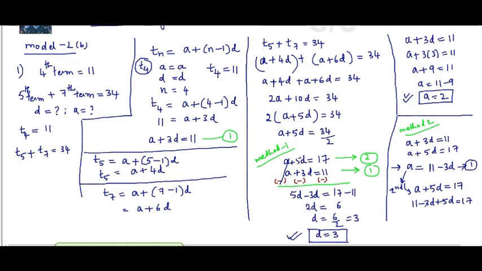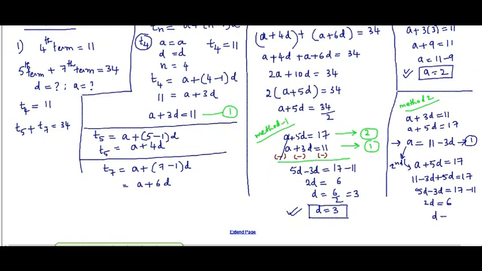Then 5d minus 3d, if you are feeling uncomfortable, you can change it the other way around. 5d minus 3d is equal to 17 minus 11. It will become 2d is equal to 6. Again you will get the same thing. D will be equal to 3. How? 6 by 2 is 3. Okay. So either you can do it this way or this way. Whichever method is easy for you to adopt, you can adopt. There is no problem in this.